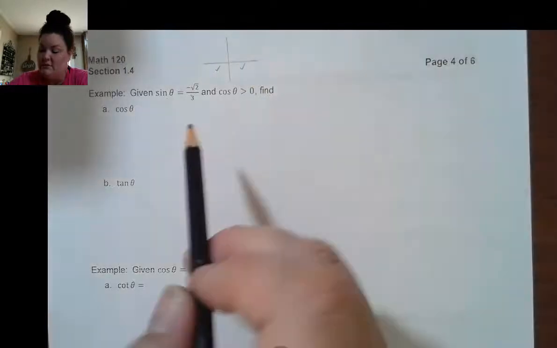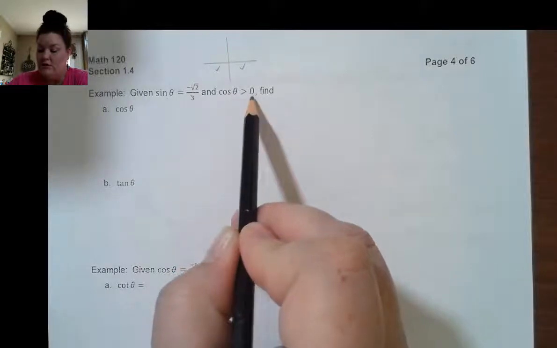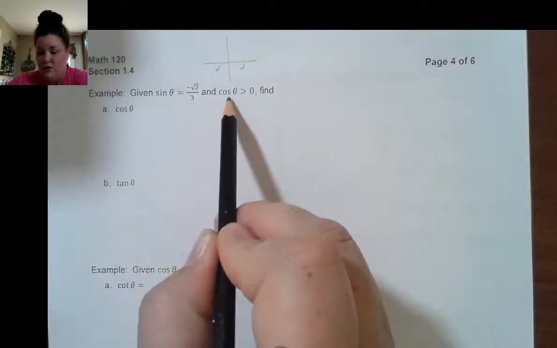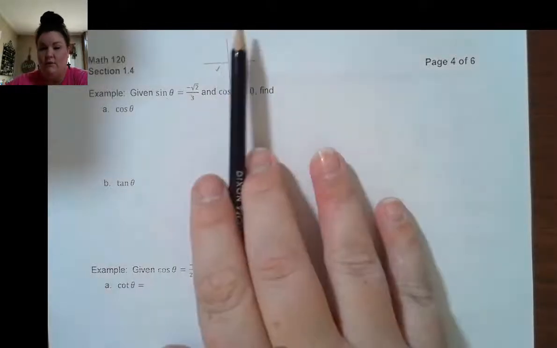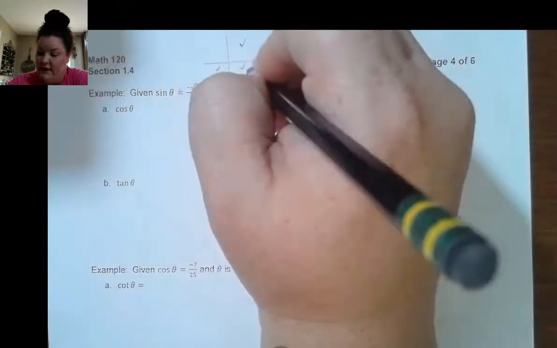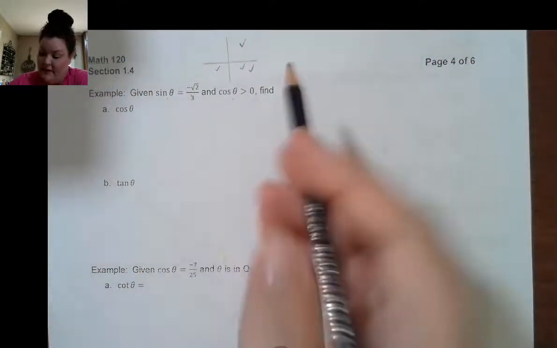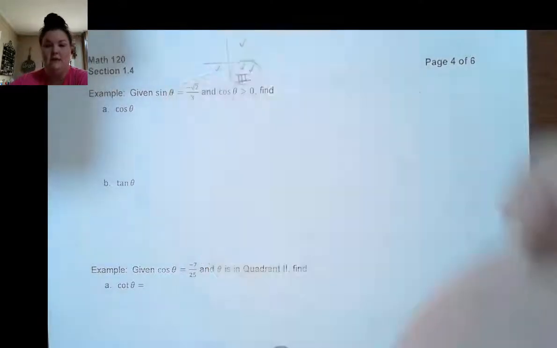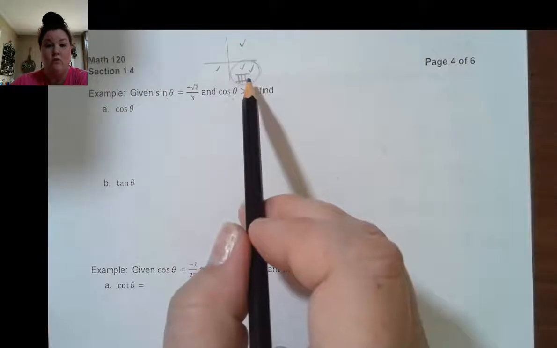Now this one says that cosine has to be greater than 0. Cosine has to deal with our x value, so where are our x's greater than 0? Well, x's are greater than 0 on the right side of the y-axis, right? So that happens here and here. So in order for both of these to be true, then that means we have to be down here, right? So we're in quadrant 3. Okay, so that's going to help us out. That's good to know. So now whenever we get our answers, we can make sure that they have the correct signs for quadrant 3.